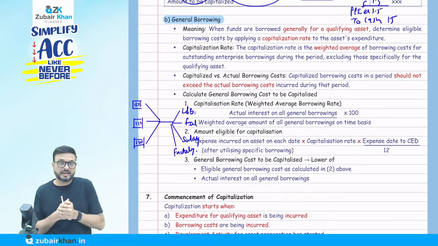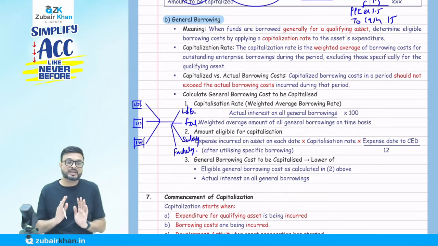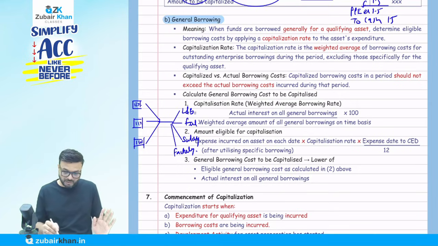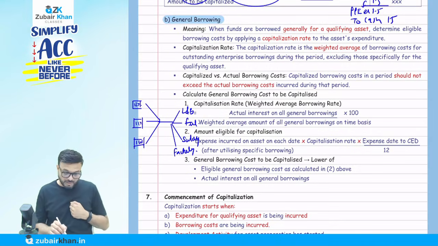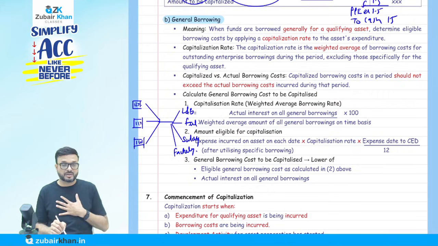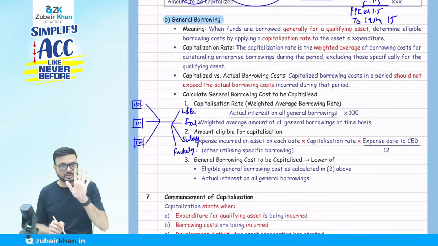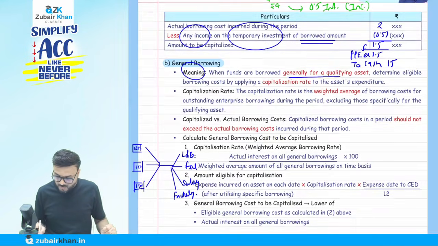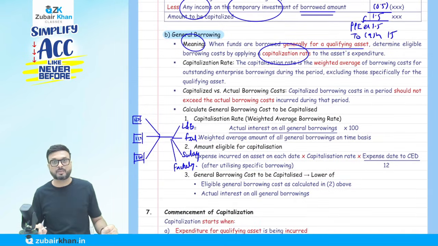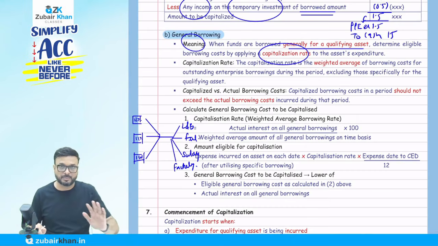Obviously, only on a qualifying asset can we capitalize. So we have to see if those assets are qualifying assets. But I'm confused here because I took loans from different banks at different rates of interest. How to capitalize? To understand this: in case of general borrowing, when funds are borrowed generally for a qualifying asset, determine the eligible borrowing cost by applying the capitalization rate.